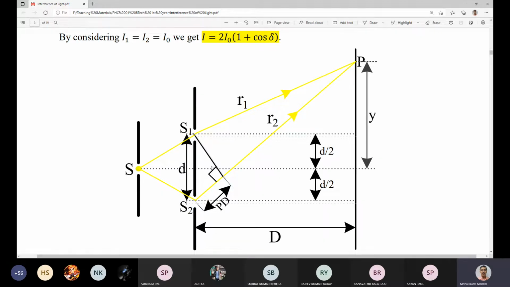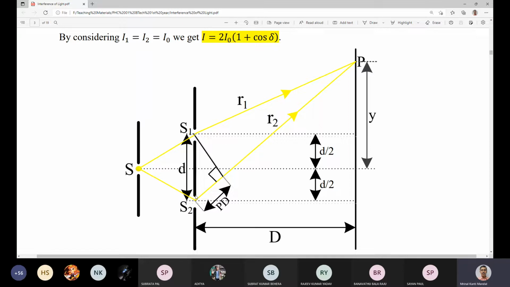Now the path difference we can calculate if you draw one normal from S1P to S2P, right? So this is the normal, this angle is 90 degrees. So from this point to P and from this point to P is the same path. So the path difference is this portion, which I have mentioned here as PD, the path difference. So what is this path difference? That we need to calculate.